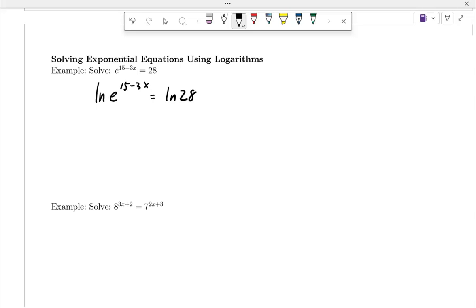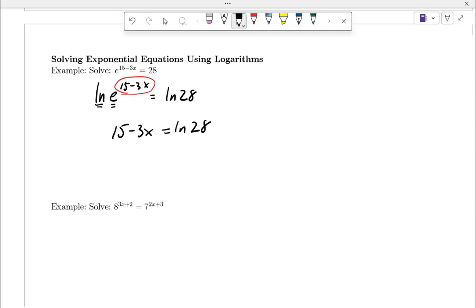The reason why we take the natural log is because why? Natural log and e undo each other, right? They're inverses. So if I do the natural log and e, what should I end up with when I'm done? They should cancel each other out. I should just end up with that exponent, right? So we end up with 15 minus 3x equals natural log of 28. Now we should be able to solve for x, right?